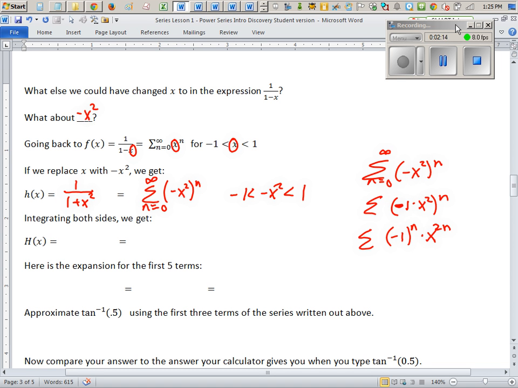Okay, so I'm going to rewrite this part right here as negative 1 to the n times x to the 2n. The other thing I want to do is look at that inequality. So I'm looking right here now. Why don't you guys go ahead and solve that for x? Divide by negative 1, square root, all 3 parts. See if you can solve for x there.